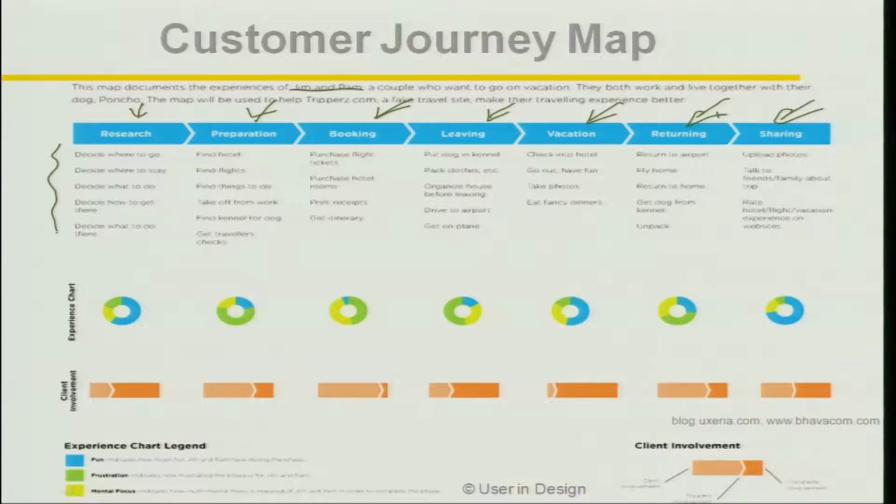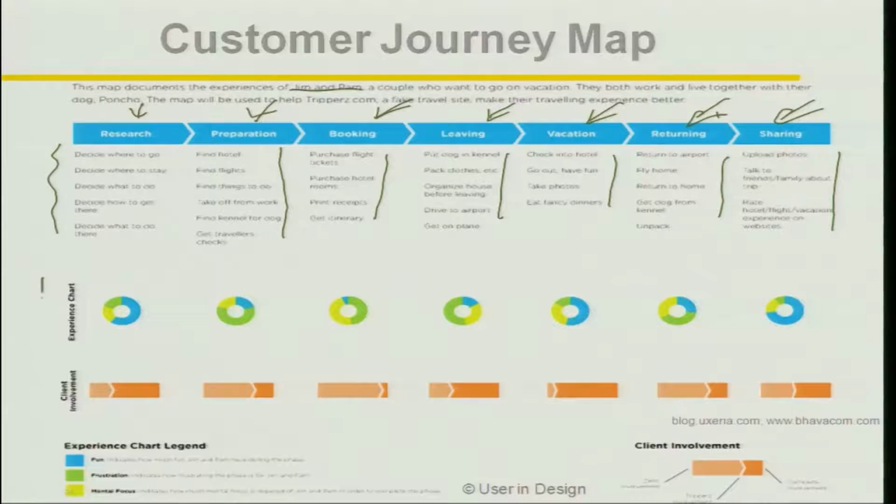So under research, what happens? They decide where to go, where to stay, how to get there, what to do over there. Preparation is find a hotel, find flights, etc. Take time off from work, get traveler's check. Booking is purchase the flight, get the itinerary. Leaving is putting the dog in the kennel. Remember, they have a dog. Then driving to the airport, get on the airplane, check into the hotel in the vacation, go and have fun, take photos, eat dinners, and then returning to the airport, flying home, getting the dog back from the kennel, unpacking, and then sharing. Finally is uploading the photos, talking to friends about it, and then rating the vacation.